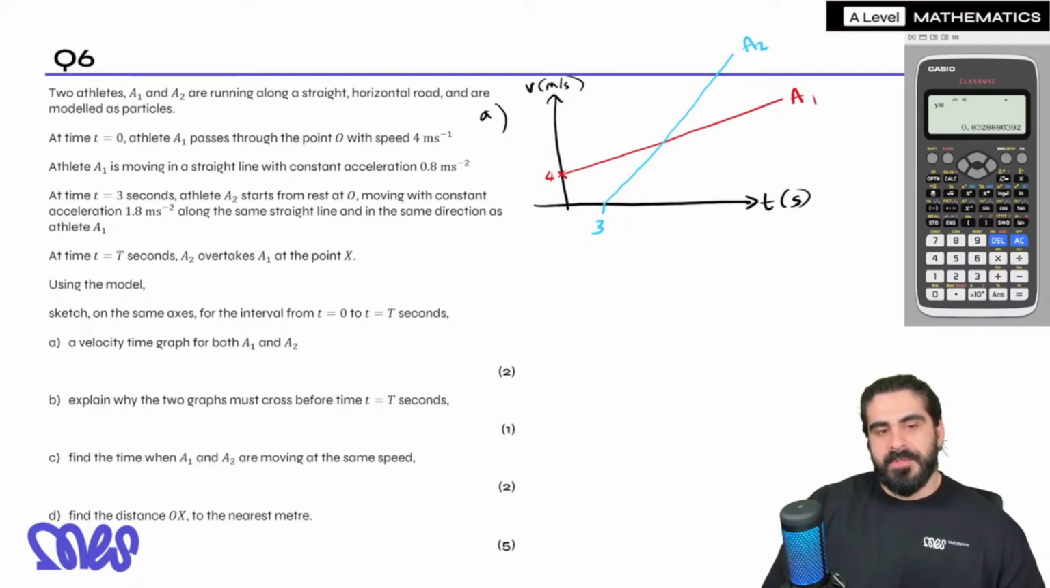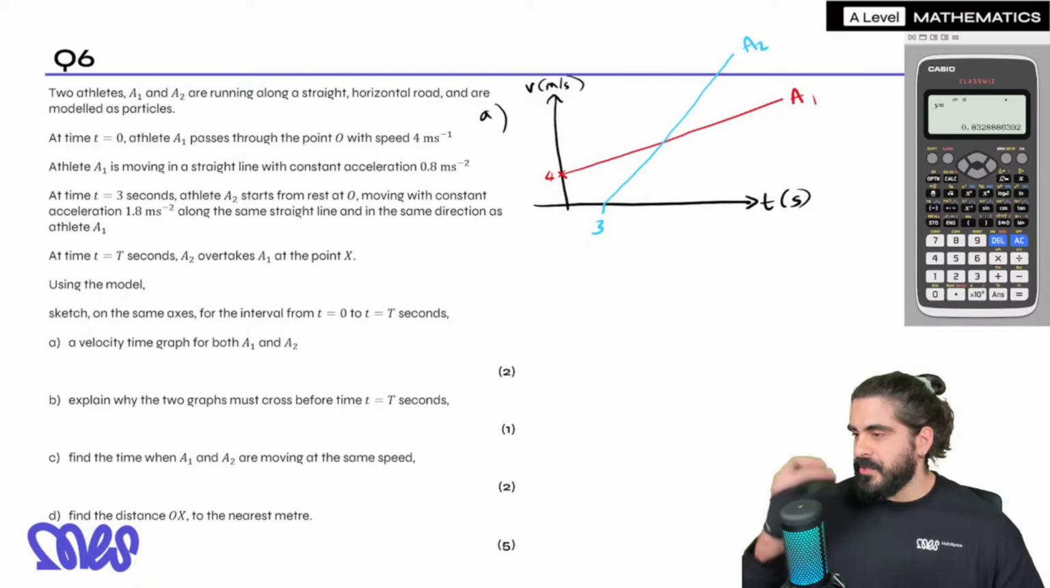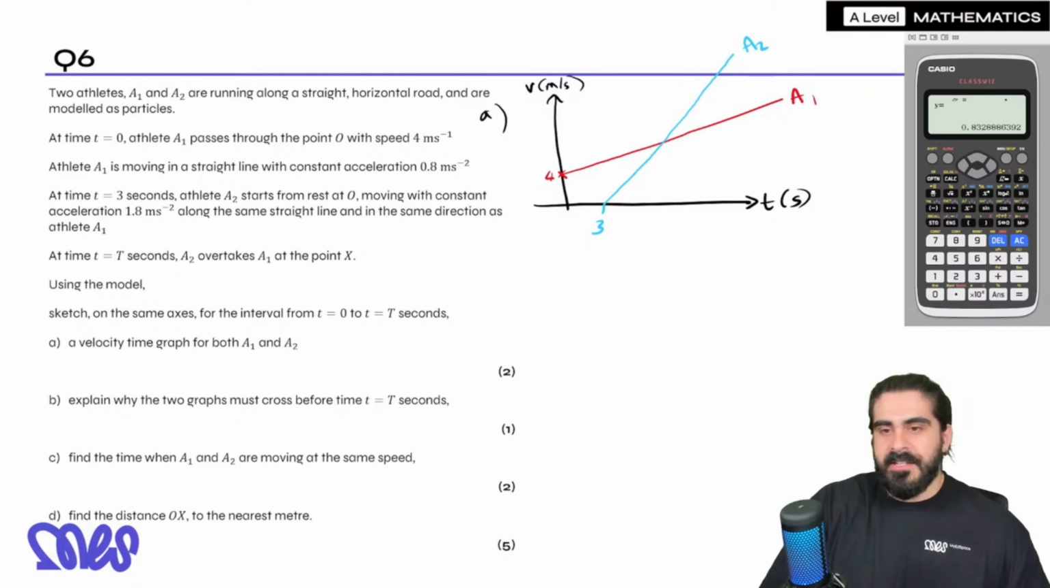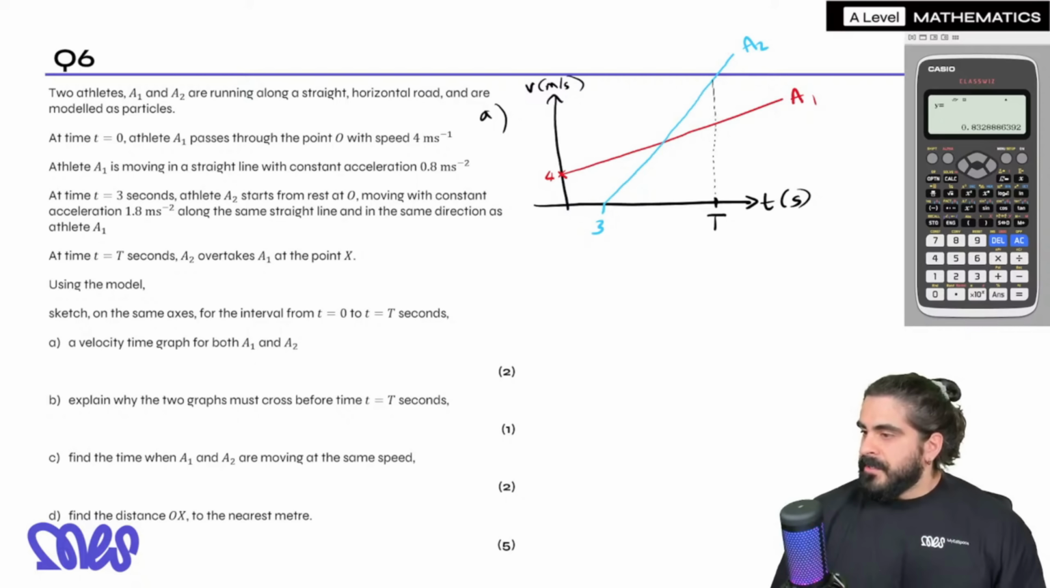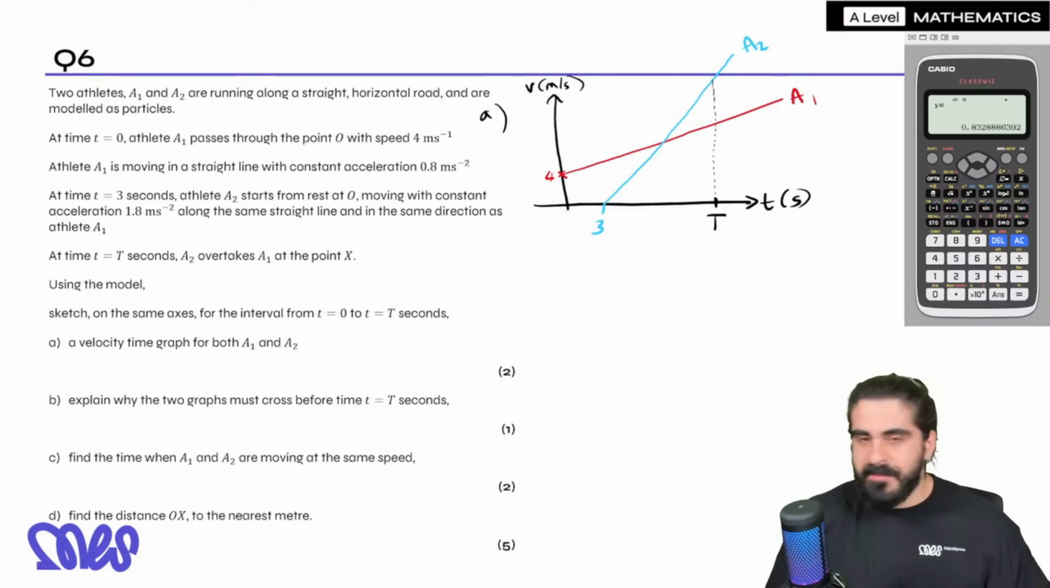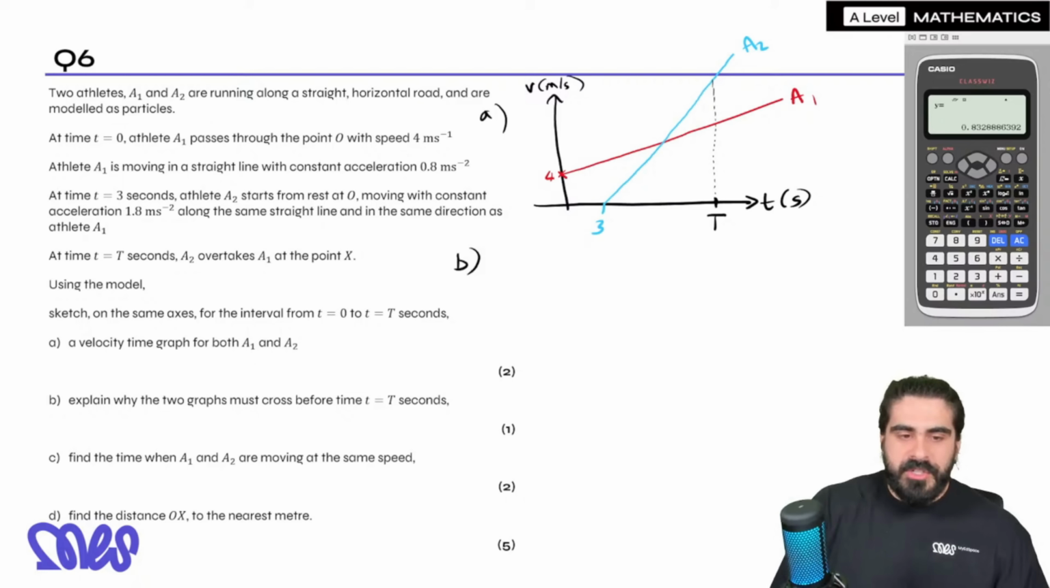At time t equals capital T seconds, where would you put capital T? T is going to be somewhere on the right side of the two. Yes, good. And they would have covered the same distances. Oh, wait, what does it say? Explain why the two graphs must cross before time T. Oh, I've literally just explained it. I should have read my own question, but it doesn't really matter.